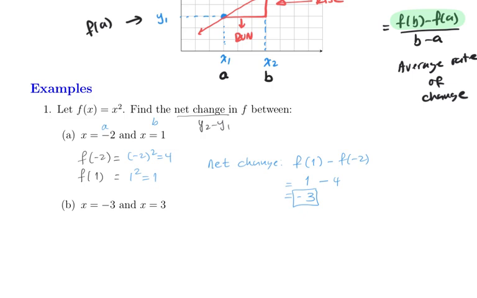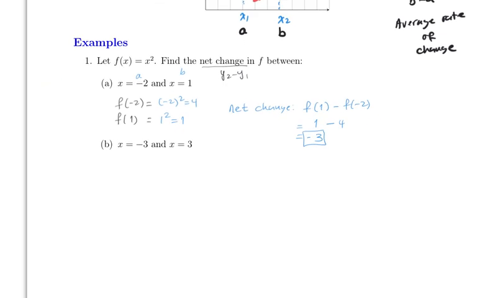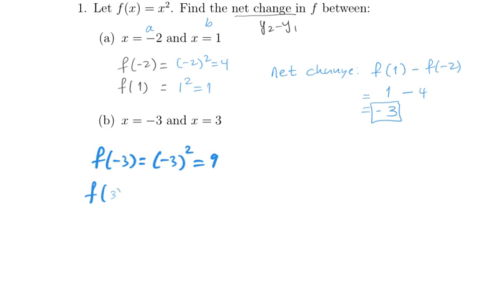So, all right, what about 3 and minus 3? Same thing. How much is f of minus 3? It will be minus 3 squared, which is 9. And how much is f of 3? It's also 3 squared, which is also 9. So therefore, what do you think will be the net change? Remember, this is a, this is b. So this will be 9 minus 9, which equals what? 0. Which means nothing changed, that's all.